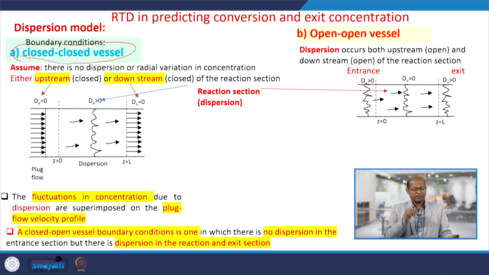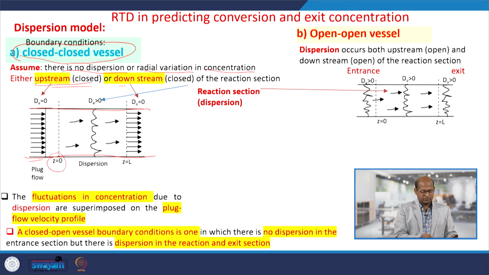Here there is some assumption. There is no dispersion or radial variation in concentration. When a molecule is moving along the flow direction of the reactor, the axial direction, we assume there is no dispersion or radial variation in concentration, and either upstream or closed. This is the flow; you can consider this as a tube through which the fluid is flowing in this direction, left to right.